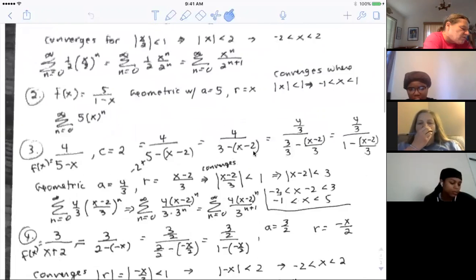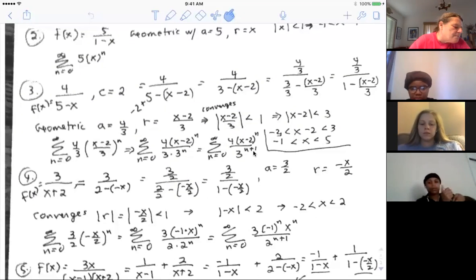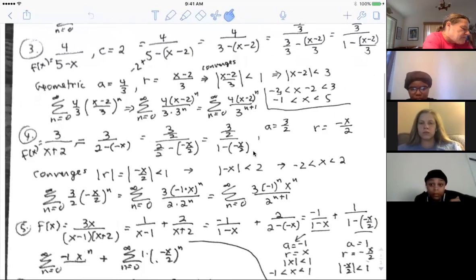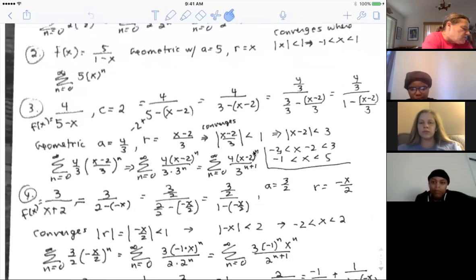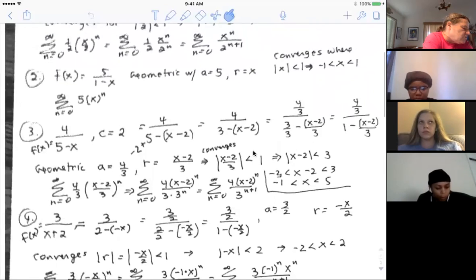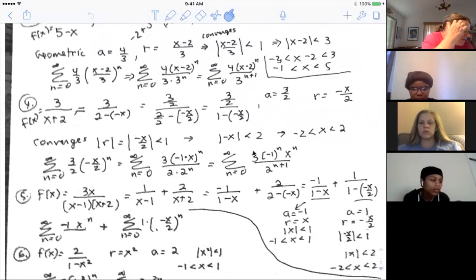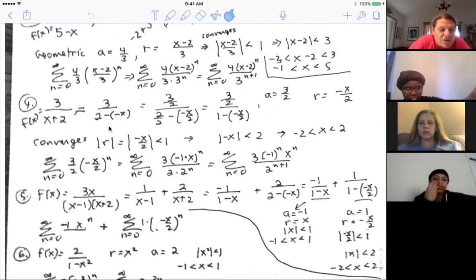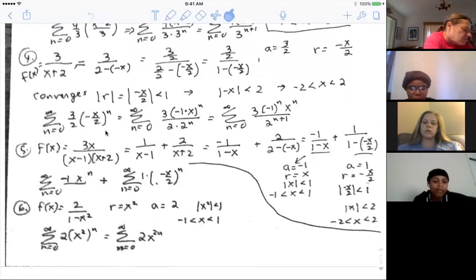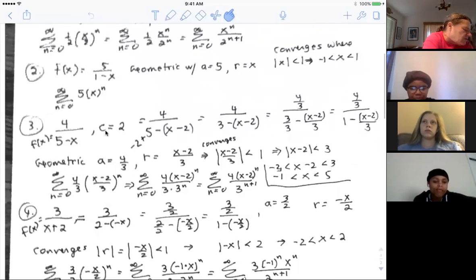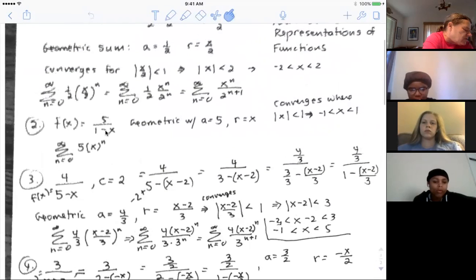Another one I wanted to look at was, which one was it? Let's see, 2, that one. 4 was about, I messed up on, I think I wrote 4 as C equal 2. No, about C equal 2, where was it? Not there. Where'd it go? Oh, right here, number 3.